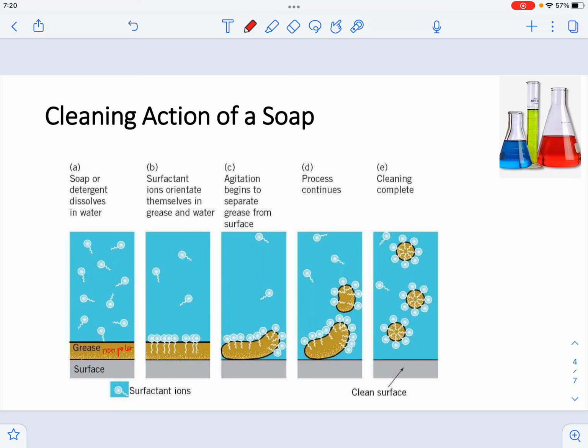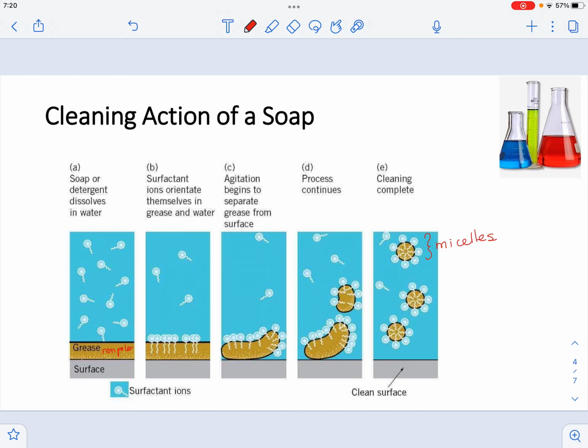Understand that agitation is the process by which we start beginning to separate that grease, that stain that we have on the surface, from the surface itself. And you can see that as the process continues, more soap molecules are going to interact with the grease, and then they're going to make these structures that are called micelles.